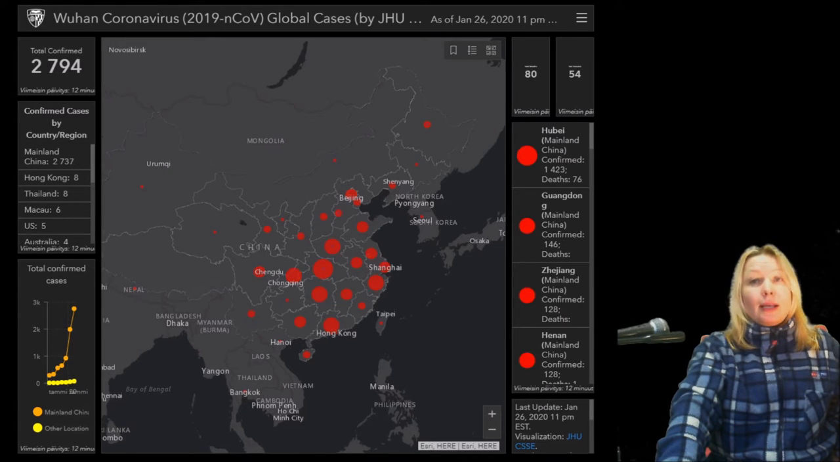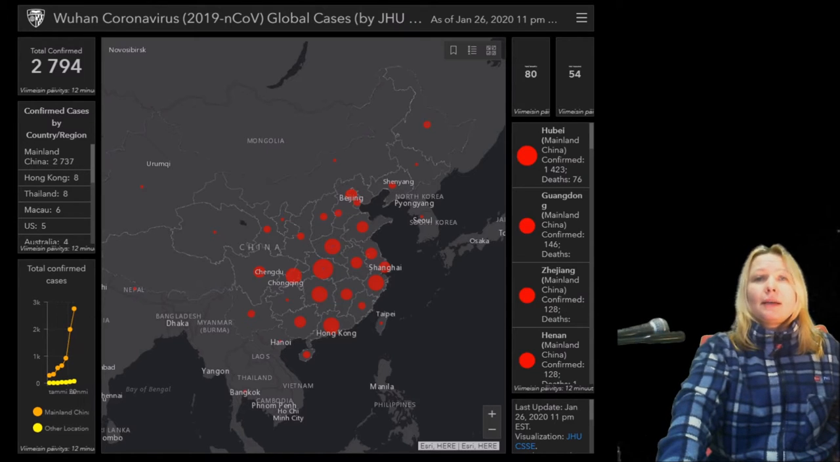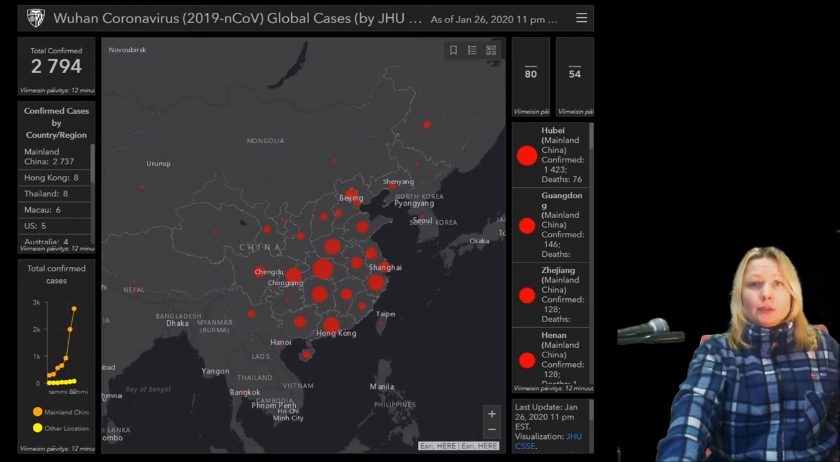Tracking sites showed 80 deaths and 2,794 confirmed cases. Apart from China and the US, the virus has also been diagnosed in several other countries, including Canada, Hong Kong, Thailand, Macau, Australia, Japan, Malaysia, Singapore, Taiwan, France, South Korea, Vietnam, and Nepal.